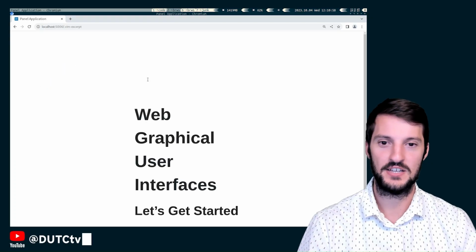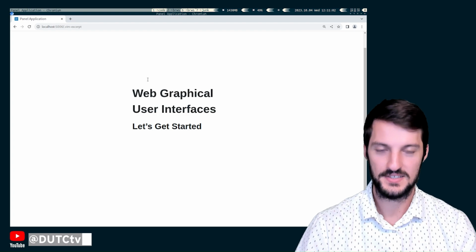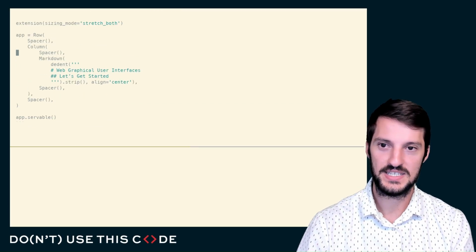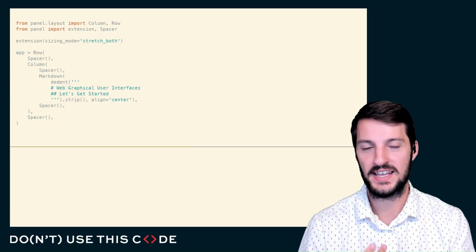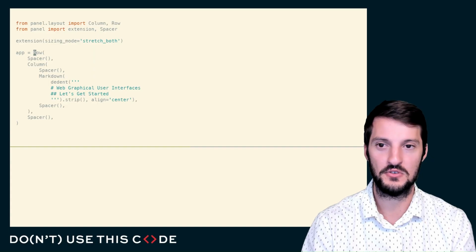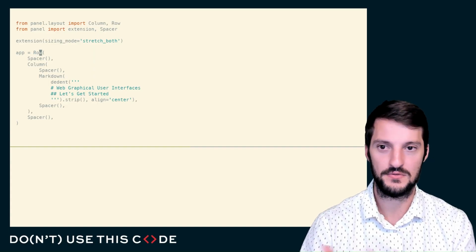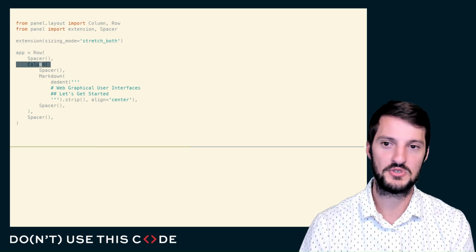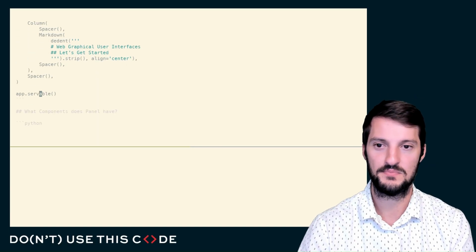And so let's go ahead and run our very first cell here, web graphical user interfaces. Let's get started. The primary thing that you'll notice here is that we don't have any sense of packing. There's no packing on the top or the left like we did with our native GUI. Instead, we have to play by the rules of, of course, HTML. And so in this case, there are 2 primary layout abstractions provided to us, our row and our column. And I'm using spacers here just to get everything nice and centered.